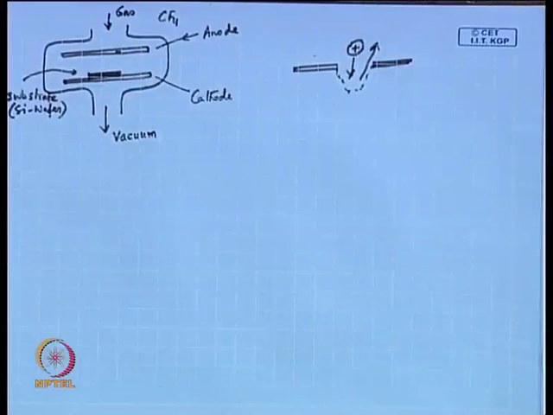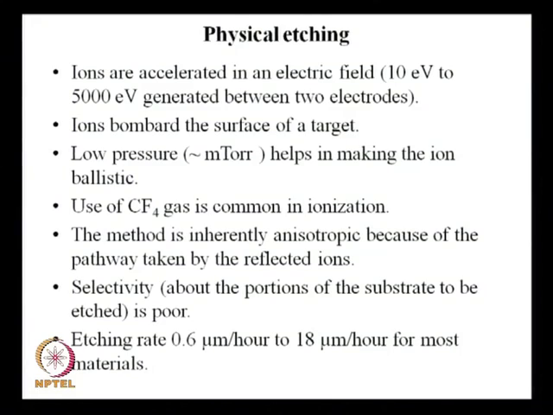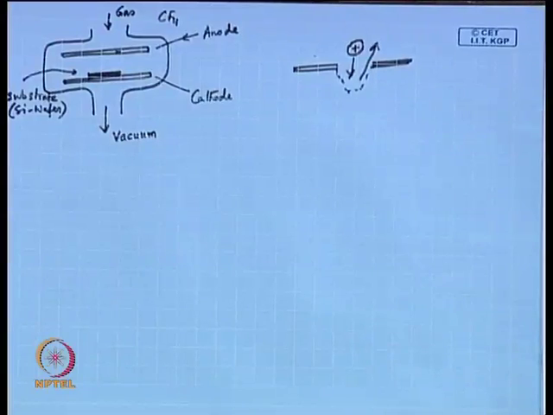However, one negative aspect of this physical etching is that selectivity about the portions of the substrate to be etched is poor. You need precisely, okay, this is the place where I want to etch, and I need a precise groove formed at that place, and this physical etching process is less selective.